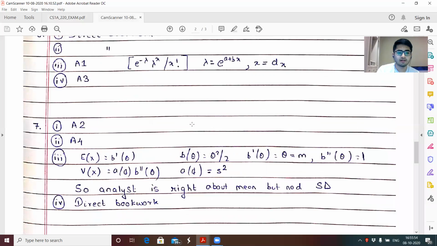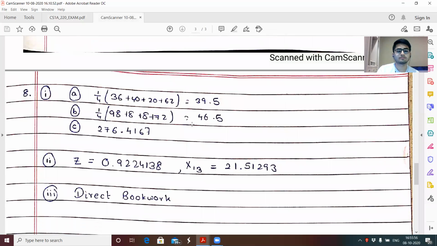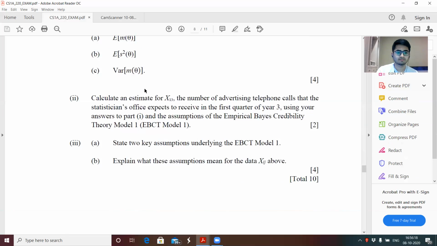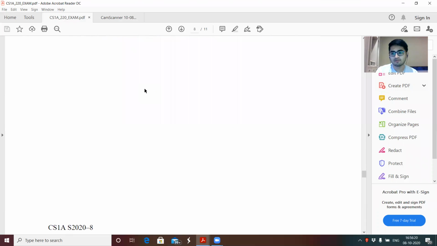So if we quickly look forward, part 1, A is 39.5, B is 46.5, C is 276.4167, Z was coming out to be 0.9224138, and the value which we had to estimate is coming out to be 21.51293. So again, this was a very scoring question. In fact, the entire paper, as I've already mentioned earlier, was a very easy paper.